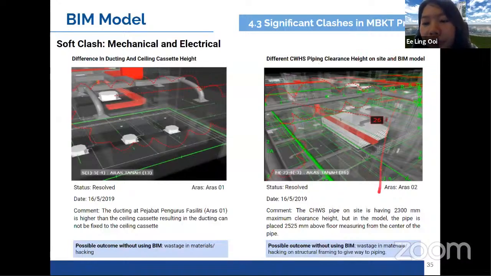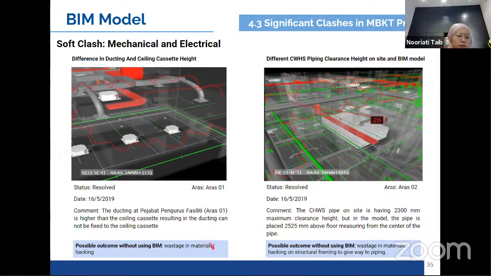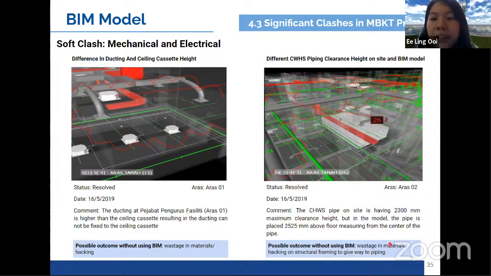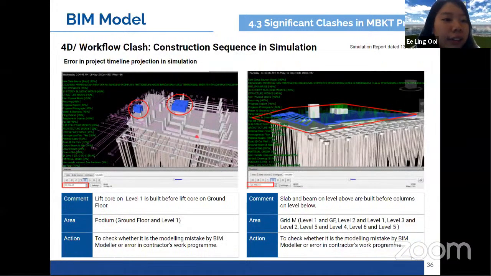The next soft clash is the difference of CWHS piping clearance height on site and in the beam model. For the CWHS piping, they have a 2.3 meter clearance height on site, but in the model, the pipe is actually 2525 mm above floor, measuring from the center of the pipe. So the possible outcome without using beam will be wastage of materials or hacking to give way to the piping. And now I will talk about the workflow clash, which is in the simulation.